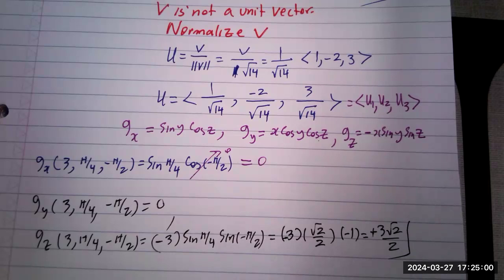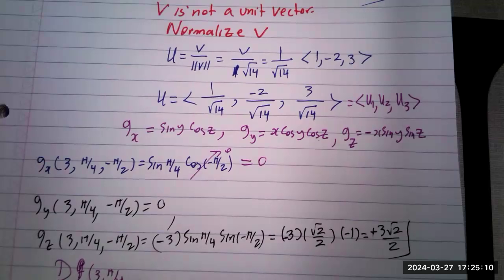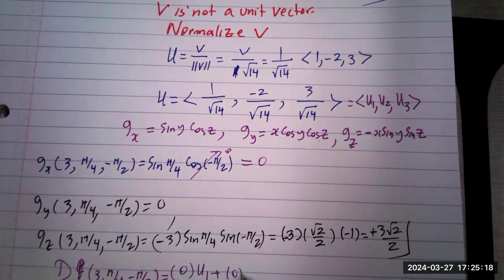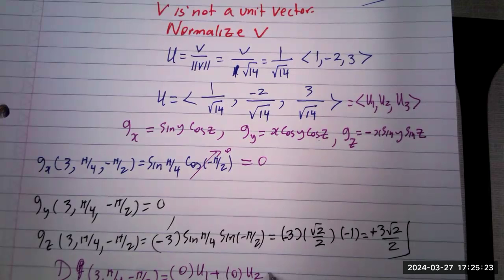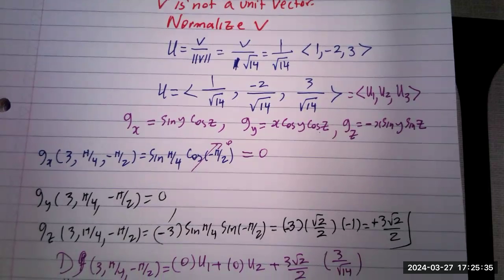Okay, so there you are. We are ready to give you the directional derivative of G at the point 3 pi over 4, negative pi half. You see the first part would be 0. It's a 0 times u1 plus a 0 times u2. They would disappear. So we get the last part, which is 3 radical 2 over 2 times u3. u3 is 3 over radical 14. Okay, that's it.